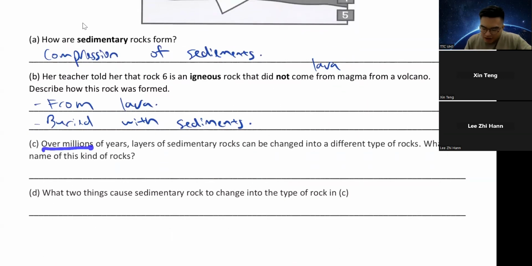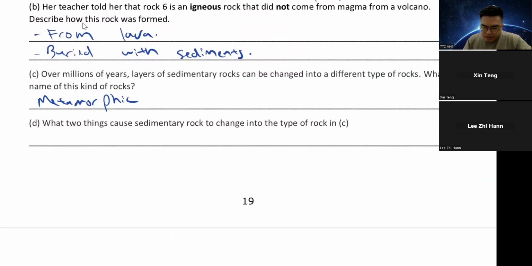All right, see, over millions of years, layers of sedimentary rock can be changed into different types of rock. So this is your metamorphic. What two things cause sedimentary to change into this type of rock? What makes father become grandpa? You need heat and pressure. After heating and pressing a dad for millions of years, he will turn into a granddad. This is not making any sense, but you get what I mean.